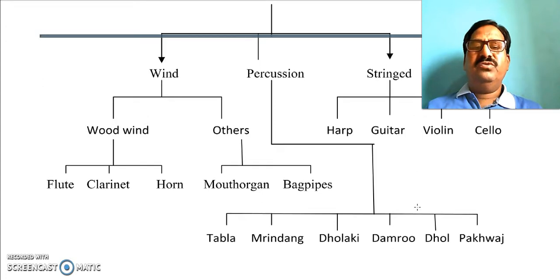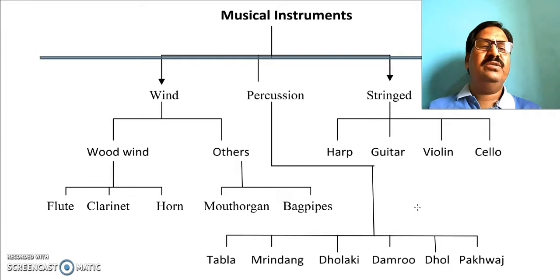Wind musical instruments are further divided into two, that is, woodwind and others. Woodwind musical instruments are flute, clarinet, horn, and in others you can see mouth organ, bagpipes. In percussion musical instruments, you have various elements: tabla, mridang, dholki, damru, dhol, pakhwaj, etc. And in stringed musical instruments, you can see harp, guitar, violin, cello.